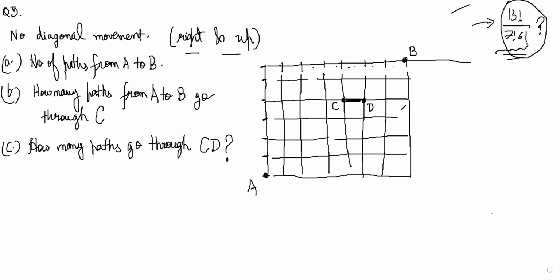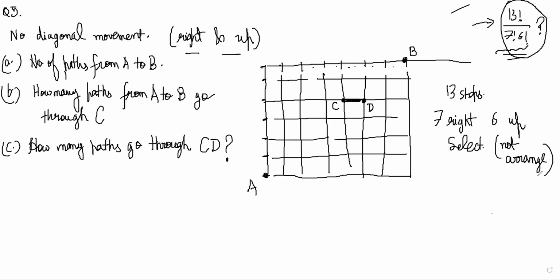The idea is simple. You have 13 steps to take. You have to select 7 right steps and 6 up steps. You have to select, not arrange.